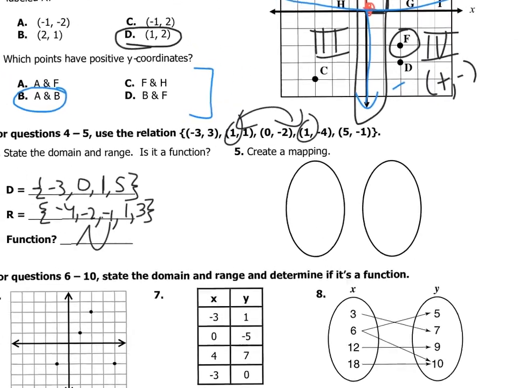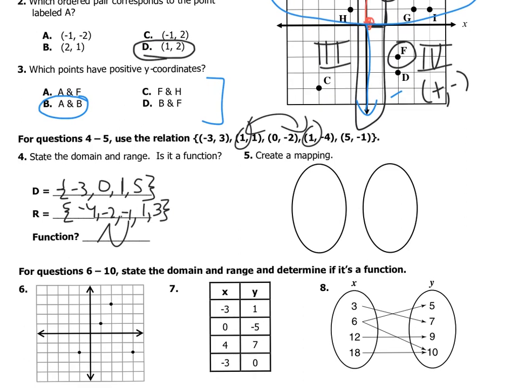Create a mapping with this information. So remember, with maps, you want to go from least to greatest on both your domain and your range. You don't want to repeat any values. So we have -3, 0, 1, and 5. Over here we have -4, -2, -1, 1, and 3. And then just match your ordered pairs.